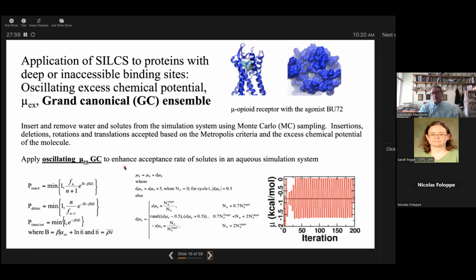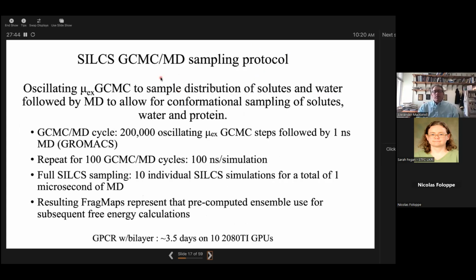Now this allows us to apply the SILCS technology to these deep and totally occluded pockets and so on. So basically, the SILCS protocol typically involves these GCMC MD iterations, where we do about 200,000 steps of GCMC to resample both the solute and water distributions. We follow this by some short equilibration of MD and then 1 nanosecond of MD. So we're now allowing additional sampling of the solutes and water, but we're also bringing into account conformational flexibility of the protein during the MD simulation.